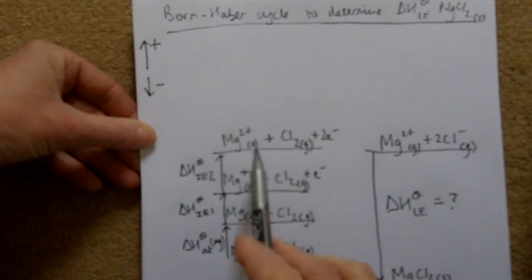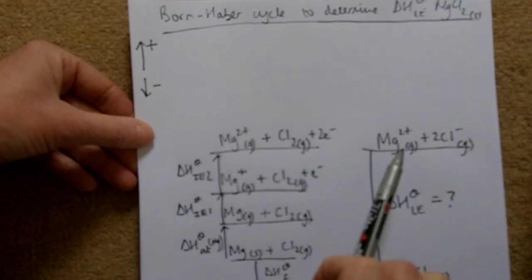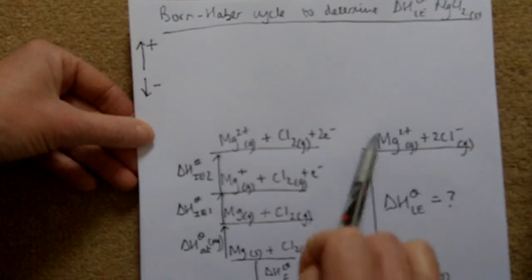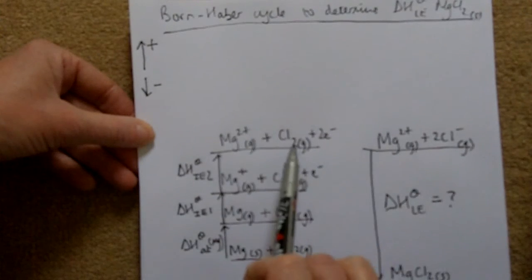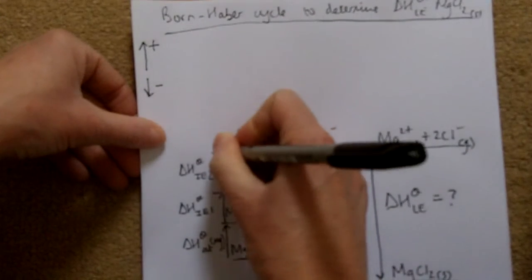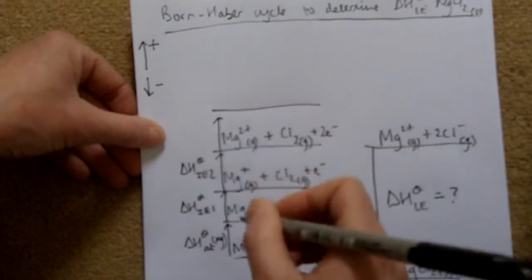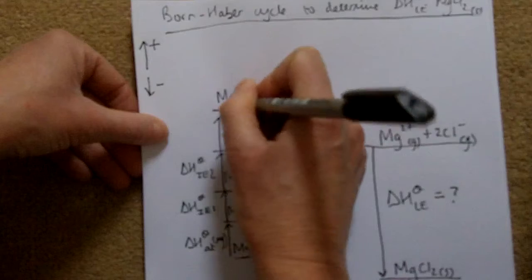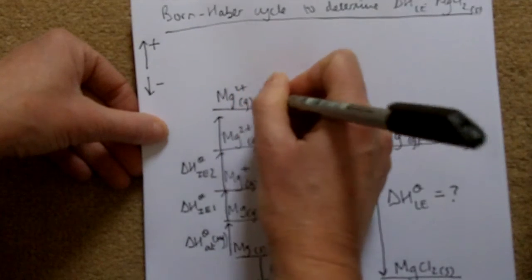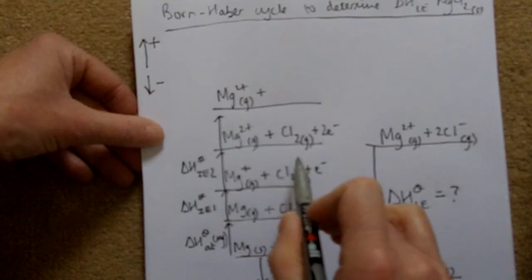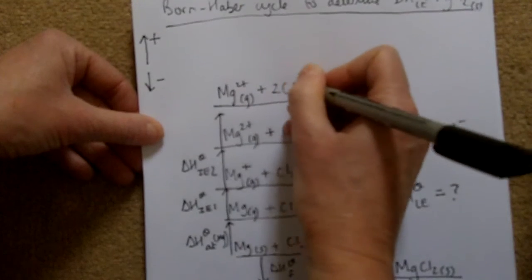Okay, now the magnesium is sorted. Can you see it's exactly what we want it to be? Now we need to work on the chlorine. The magnesium is the same, we've sorted that out. The first thing we're going to do with the chlorine is turn it from a molecule to gaseous atoms.